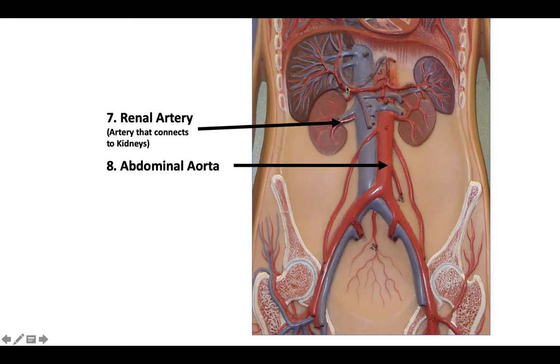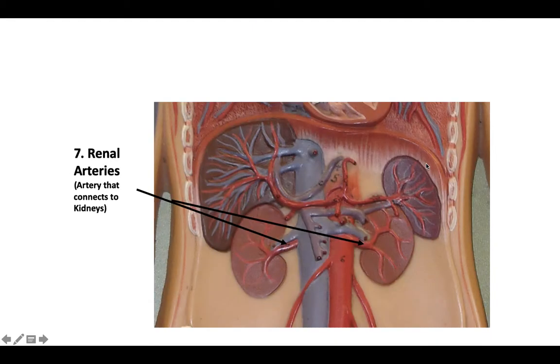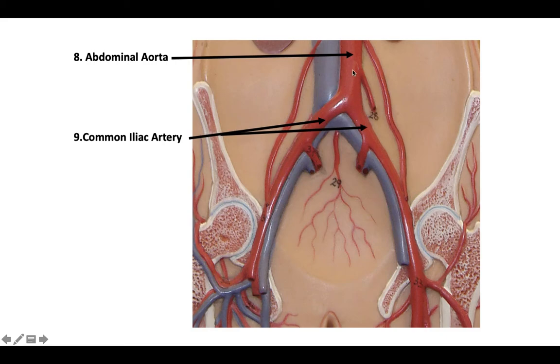Okay, there's other arteries connecting to the liver and some other arteries connecting to your spleen. But you do need to know the renal arteries connect to the kidneys. All right, moving down. Again, one more time, you just get to see those renal arteries, the left and the right.